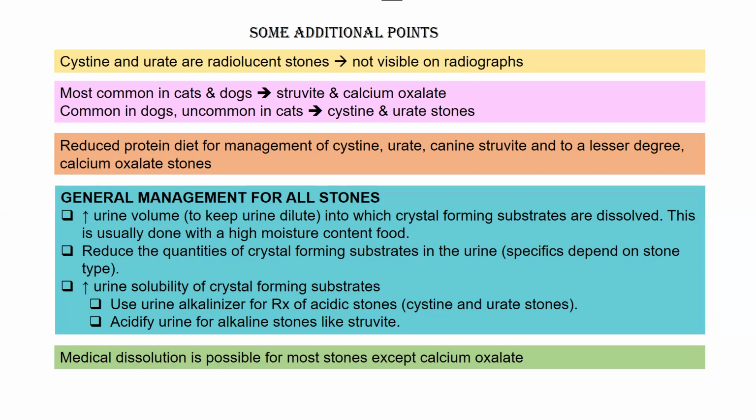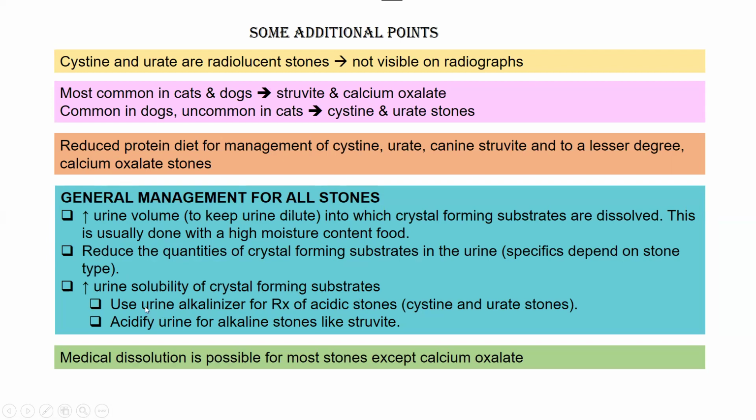Number one, increase the water intake, but we cannot do this as such in animals, as we cannot just command the animal to increase drinking water. So in vet medicine, we can only do this by increasing the moisture content of the food. That's the only possible way. The other thing is that you should reduce the quantities of crystal-forming substances in urine. Then you can increase the solubility of crystal-forming substrates.